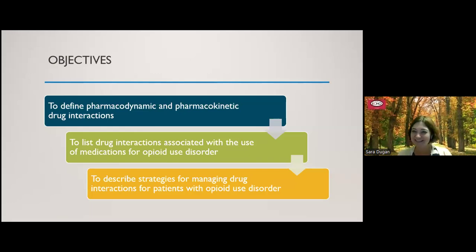So three things I hope to accomplish this morning. One is to define pharmacodynamic and pharmacokinetic drug interaction, recognizing that we're looking at both. To list the drug interactions associated with medications that are used for the treatment of opioid use disorder, and then to describe some strategies for managing those drug interactions.